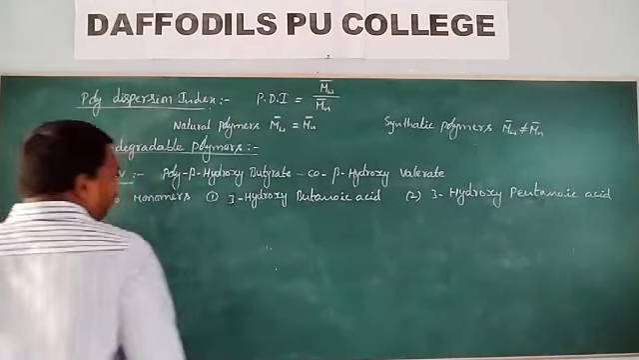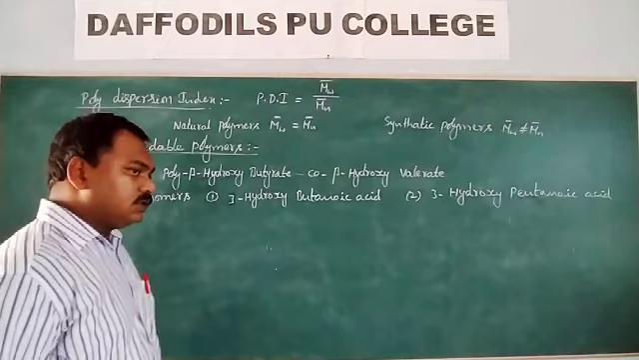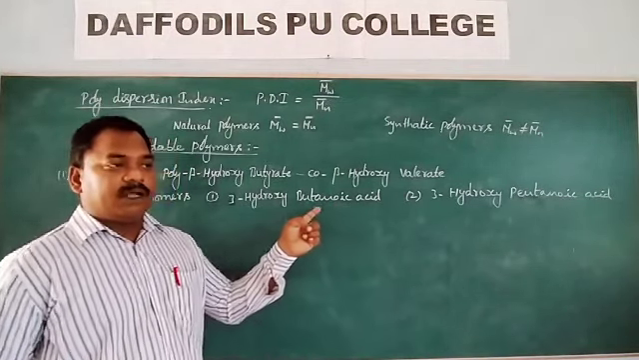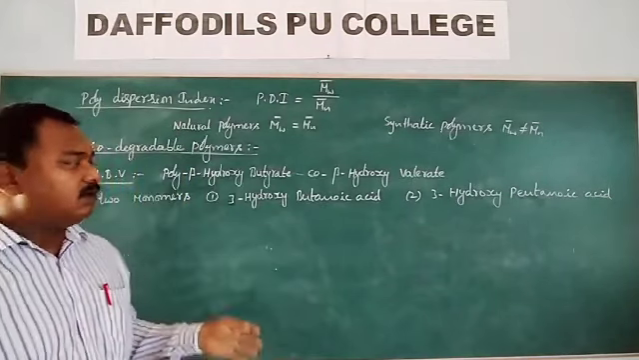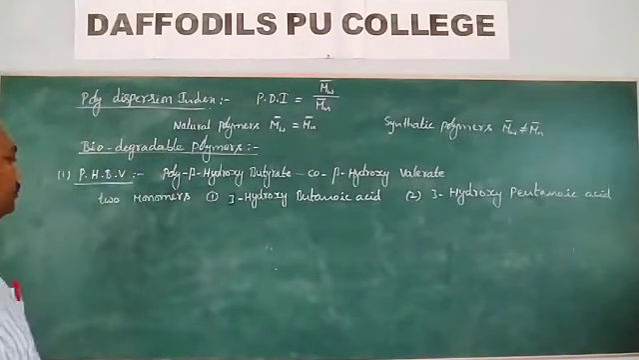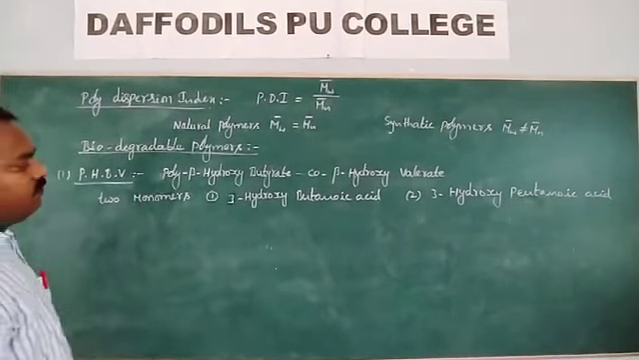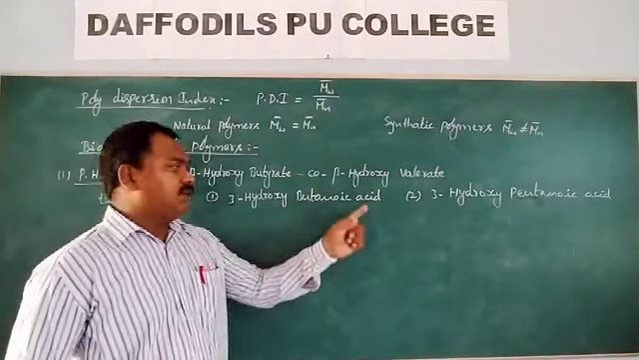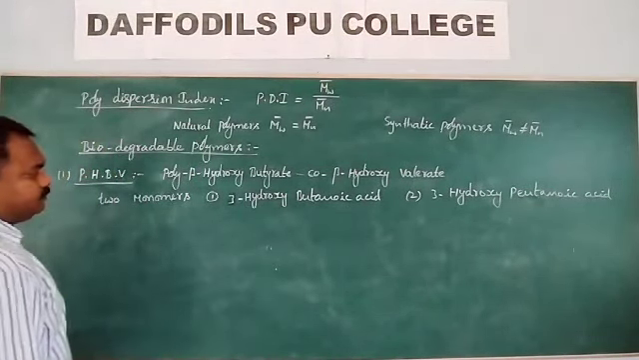So this PHBV is formed by two monomers, so it comes under copolymers. PHBV is an example of a copolymer and comes under biodegradable polymers. PHBV is a copolymer of 3-hydroxy butanoic acid and 3-hydroxy pentanoic acid.